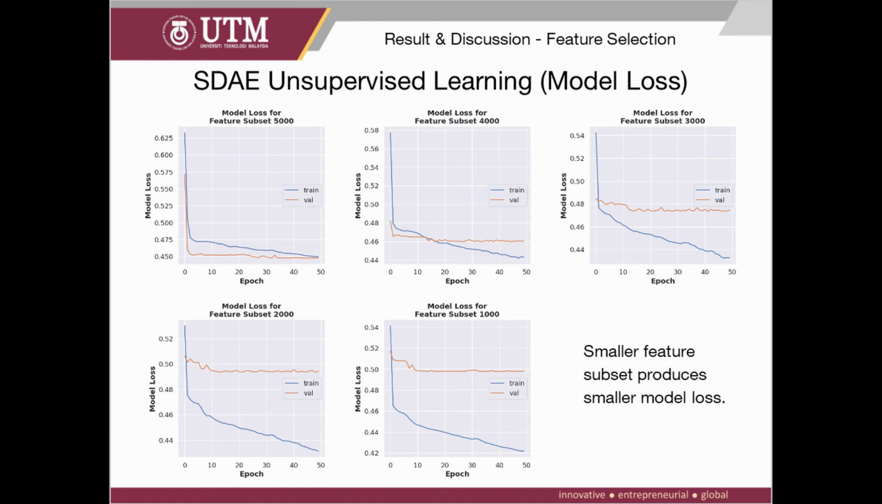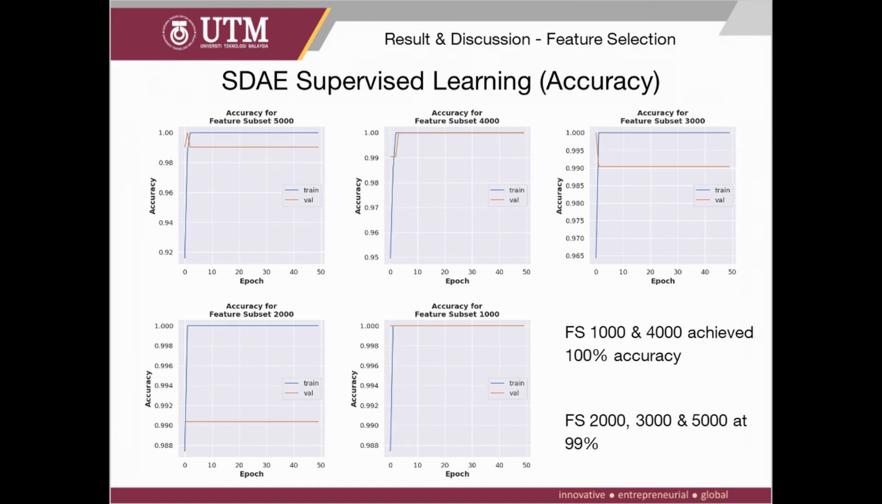Figure shows the model loss for the unsupervised SDAE model for FS 1000 to 5000. All of them produce small loss, which is a good sign. It is noticed that smaller feature subset produces smaller loss. This is the accuracy of the supervised SDAE model on the test set. It can be seen that the lowest observed accuracy is 0.99, which is very high. On the other hand, only FS 1000 and 4000 achieved 100% accuracy.